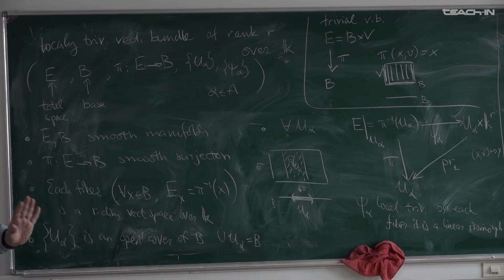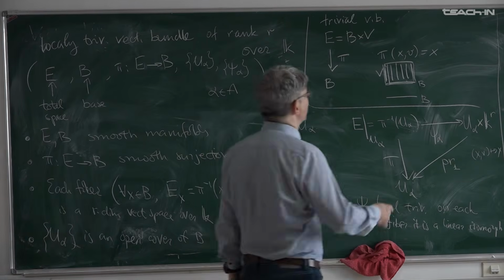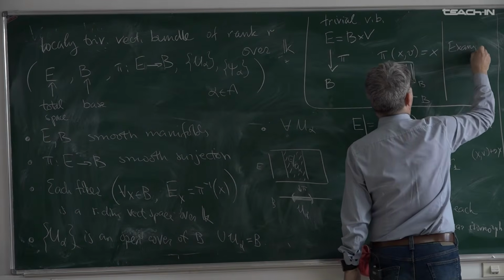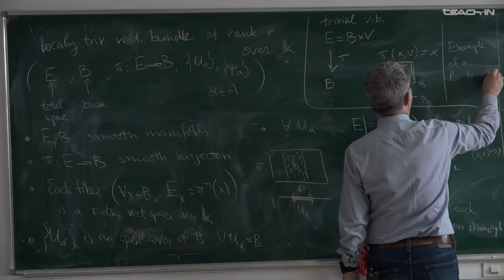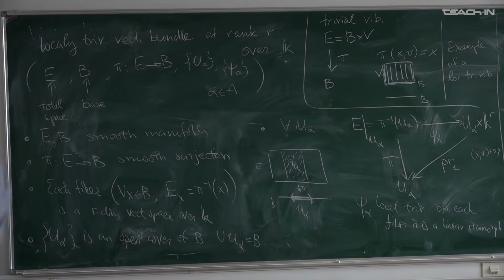We need an example. Please tell me some example. Very difficult question. What is an example of a locally trivial vector bundle? Yes, the most simple example of a locally trivial vector bundle is the trivial vector bundle. This thing is an example of a locally trivial vector bundle. Very good.